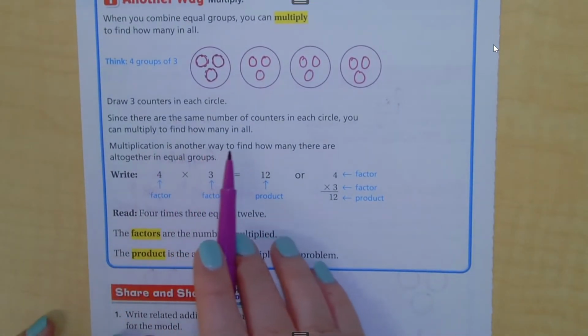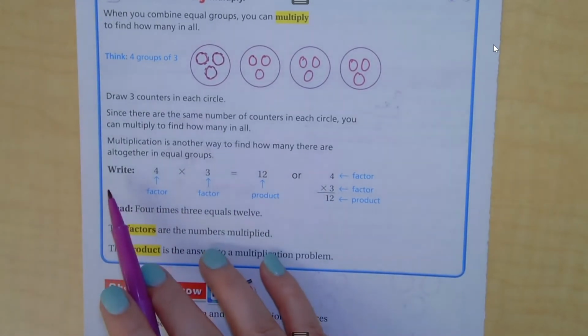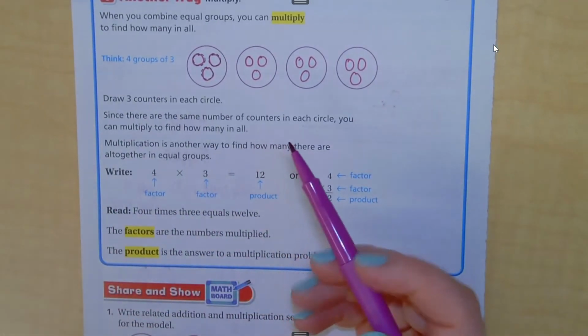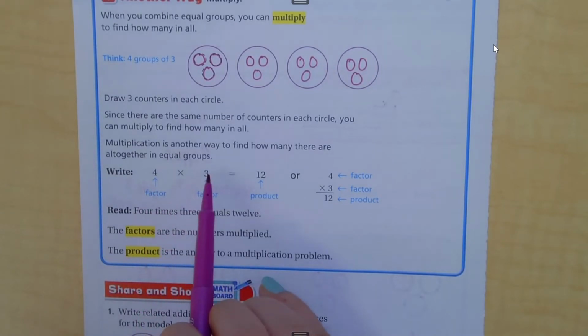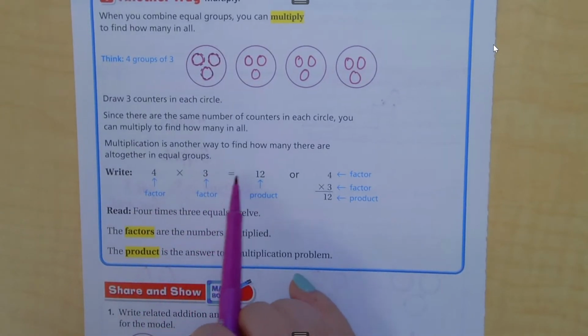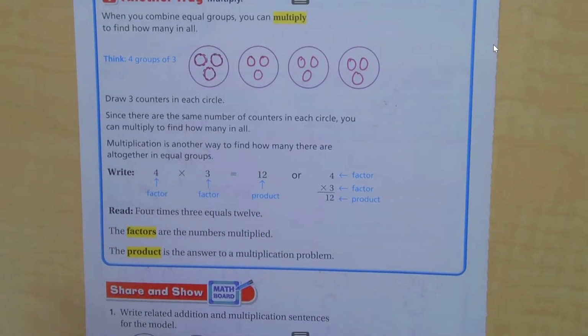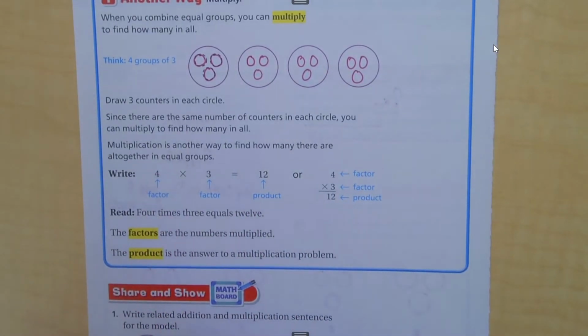Multiplication is another way to find how many there are altogether in equal groups. So you would write 4, which is a factor, times 3, which is a factor, which equals 12, which is the product. Now, you might be saying, well, how did you know what to write?